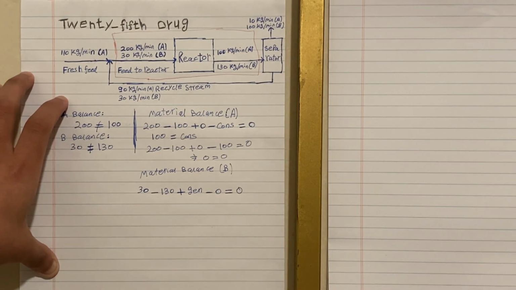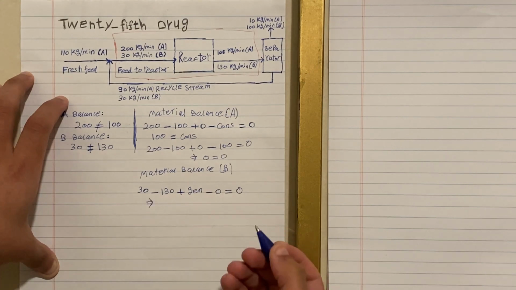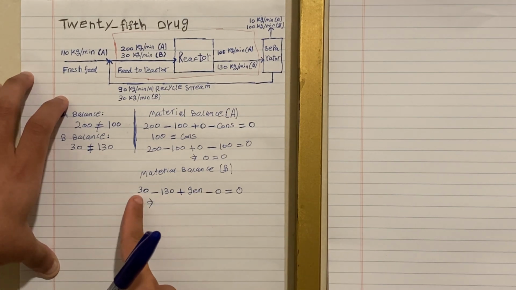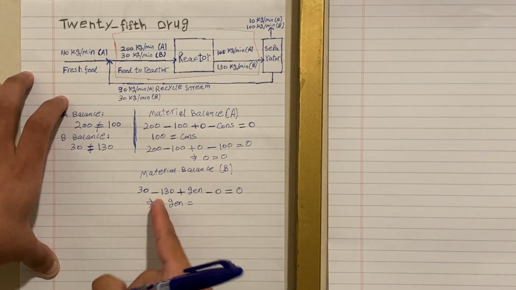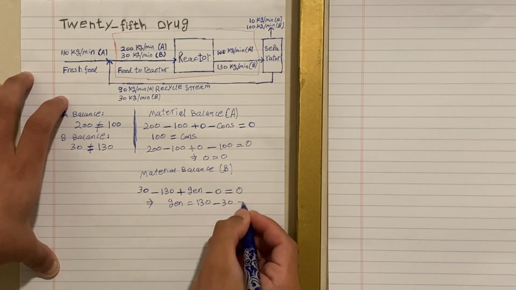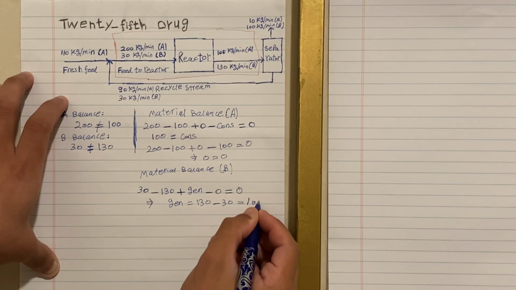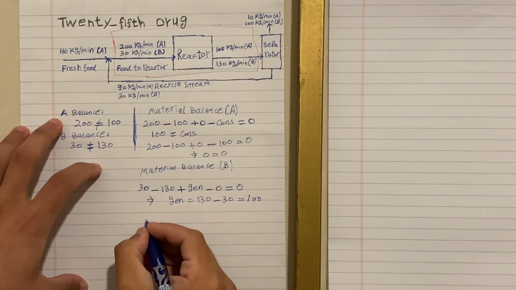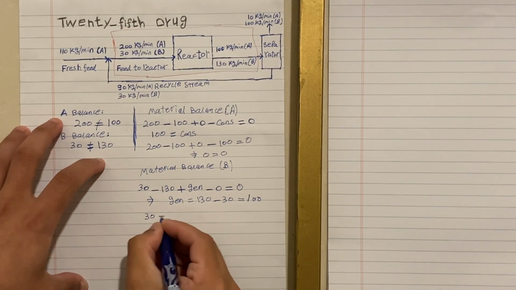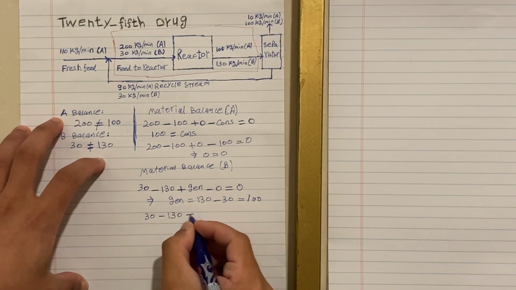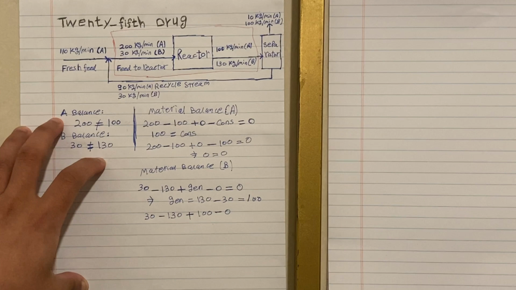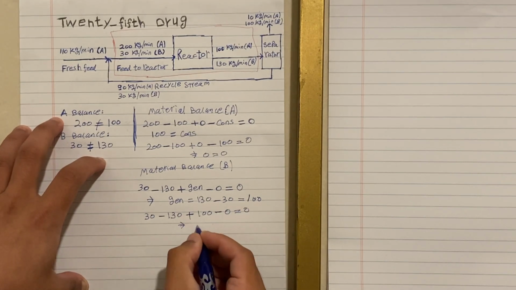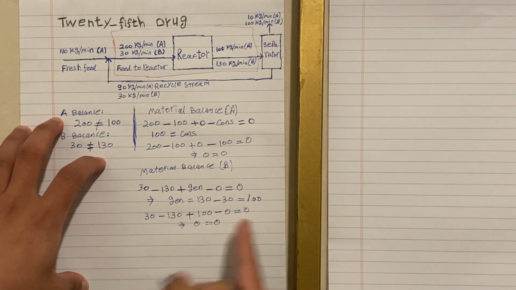Now find the generation, and you would expect that it will be positive because it's generation after all. Move both these numbers to the other side, and you will say generation equals 130 minus 30, which is equal to 100. Now checking if it is a valid equation or not: 30 minus 130, which is the output, plus the generation we found, 100, minus 0 consumption. This should be equal to 0, so we have a valid equation, 0 equals 0, which we have.